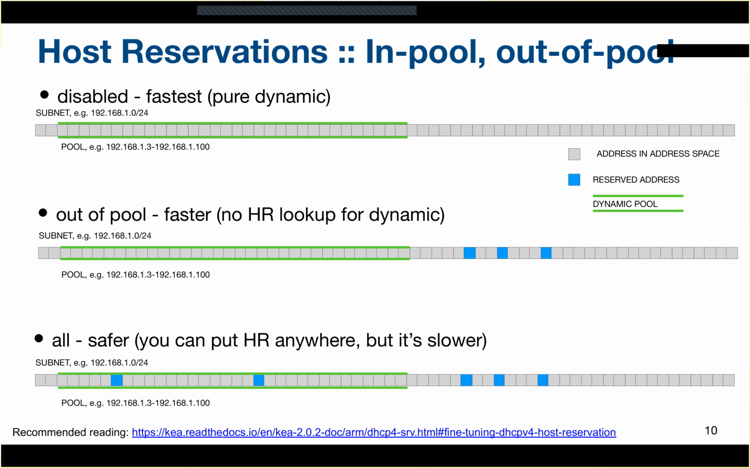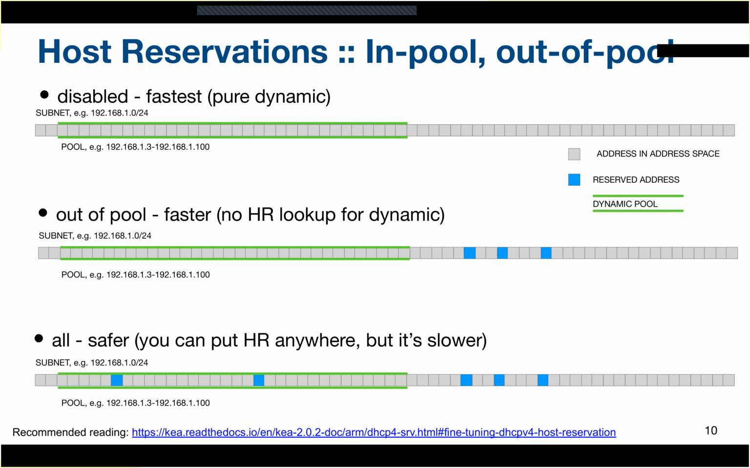Moving forward, an important aspect of many DHCP deployments is host reservations. This is the mechanism that allows you to reserve options, which are not that important in the context of performance, but primarily to reserve an address. Here's a generic case of three scenarios. The first one is that you can tell Kea that host reservations are disabled.